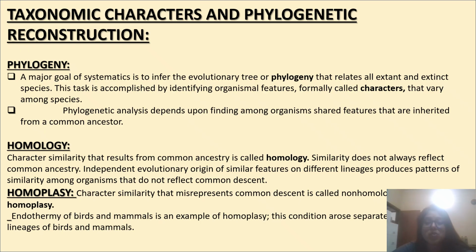Next, homology. What is homology? Homo means same. So, character similarity that results from common ancestry is called homology. Similarity does not always reflect common ancestry. Independent evolutionary origin of similar features in different lineages produces patterns of similarity among organisms that do not reflect common descent. Next, homoplasy. Character similarity that misrepresents common descent is called non-homology, or homoplasy. Endothermy of birds and mammals is an example of homoplasy. This condition separates the lineages of birds and mammals.